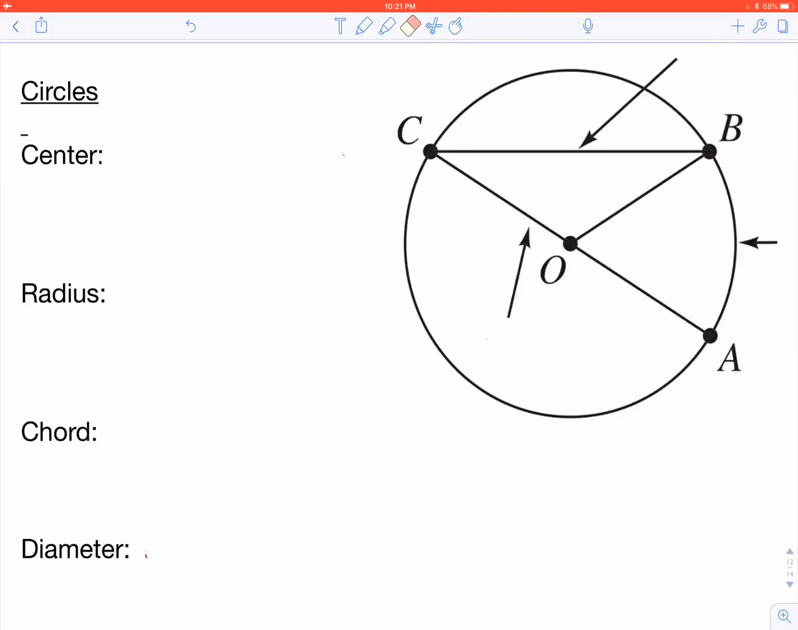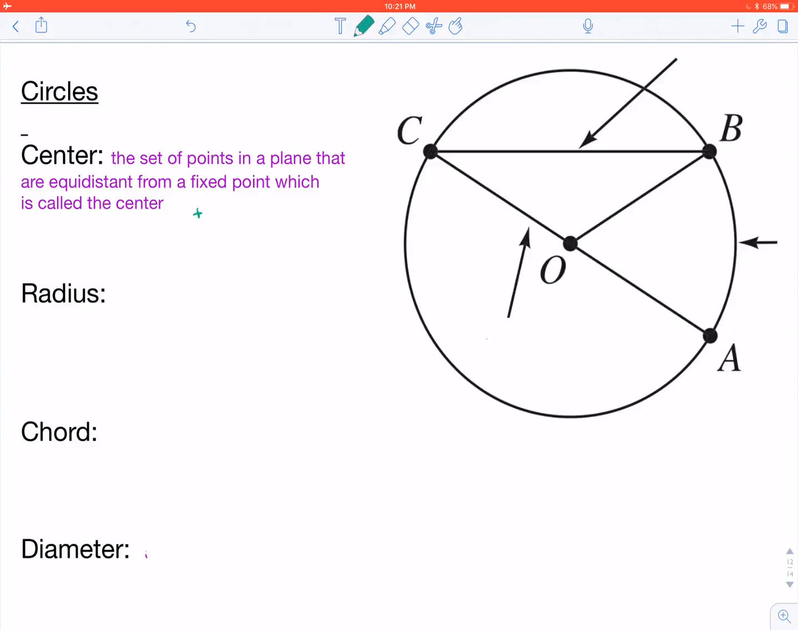Hey folks, so we are continuing with our terminology in geometry, and I'd like to talk about the concept of circles. So first of all, we have the center of a circle. This is the fixed point in the center of the circle. The actual definition: a set of points in the plane that are equidistant from a fixed point, and that fixed point is called the center. So in this particular example that we have, point O is our center.